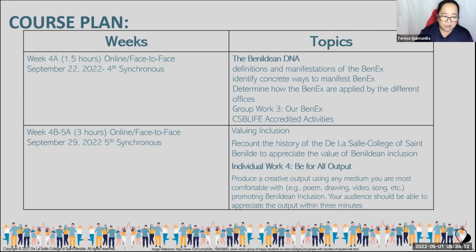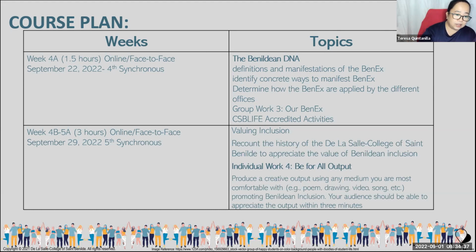group work 3. We have a lot of group work. Okay, so it's about BNX, and also the CSB Life. I'm going also to introduce you to the CSB Life accredited activity, which is required for you to accomplish through the term. So you don't need to accomplish it right away.